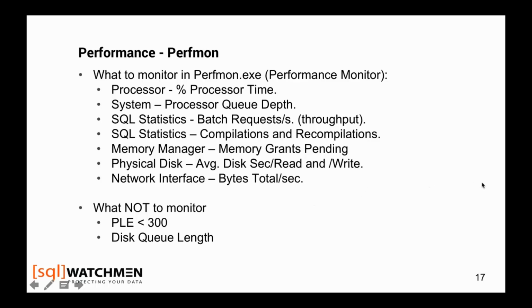Things not to monitor is the old kind of, it's not a myth really, but PLE being less than 300 being a problem. That was maybe valid 10, 15 years ago when it was first documented, but it doesn't really apply anymore. Disk queue length, that also doesn't apply in this day and age of SANs. I mean, how many disks, how many spindles are in the disk pool that's driving that LUN that you have? Who knows? So disk queue length may not be a good value to monitor anymore.